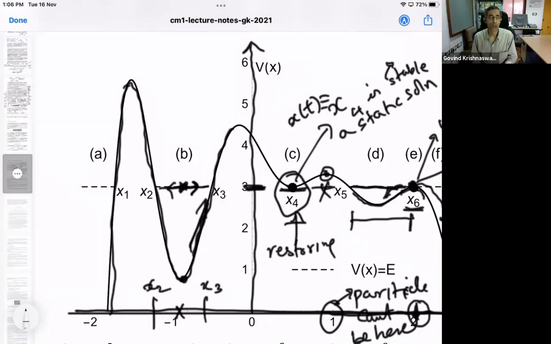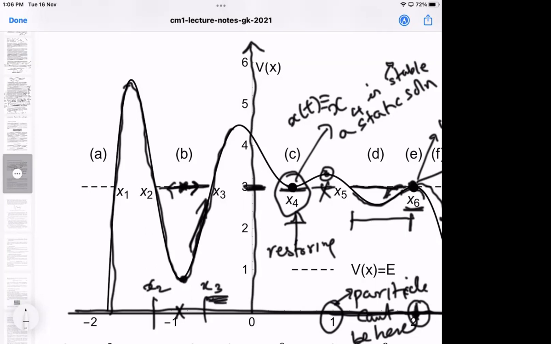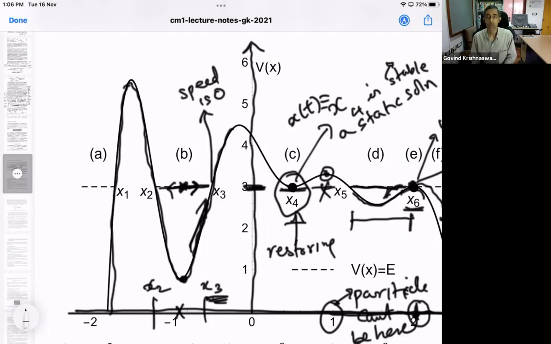And since you are all becoming adept at this, as it reaches the point x3, what does the speed approach? Zero. Yeah. So at x3, speed is 0. So the particle will instantaneously come to rest at x3. And then what will it do?